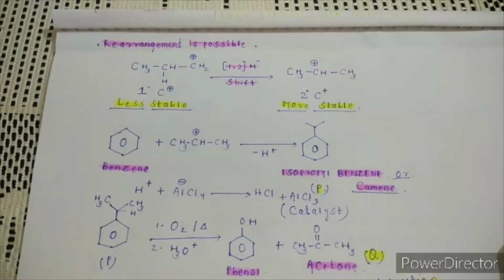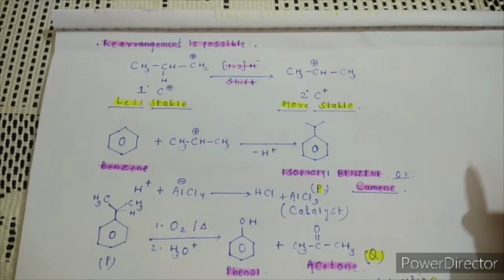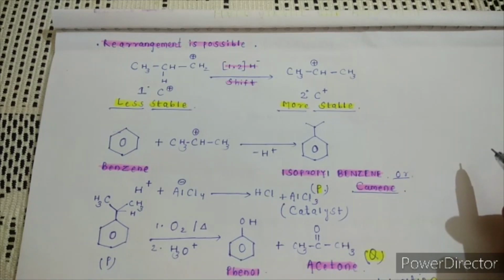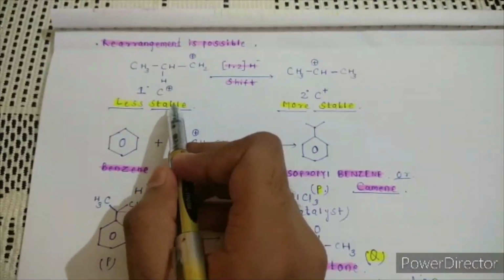So here rearrangement is possible. Always remember this point. This is the key point of Friedel-Crafts alkylation reaction. In case of Friedel-Crafts alkylation reaction, the reaction intermediate is a carbocation. That means rearrangement is possible. Now look, 1 degree carbocation is what? Less stable carbocation. Now if you will do what?